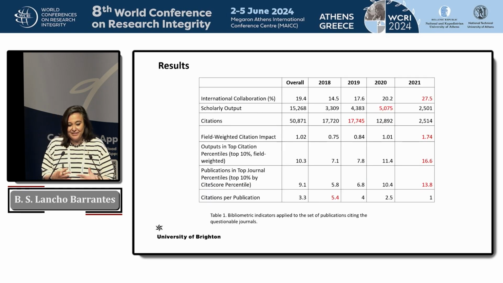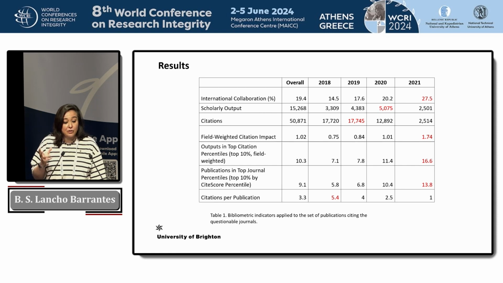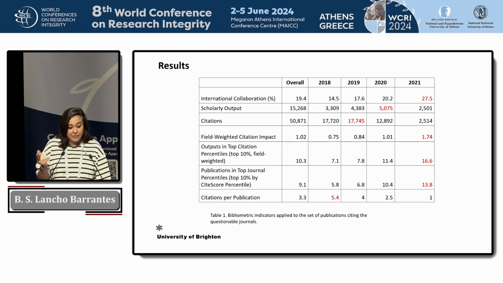So this is one of the results that we found. This publication set has almost 20% of international collaboration. So these 15,268 had some international co-authors in the papers. And we can see in the table the overall, and also in the different columns, the split by indicator, if you want to see it in more detail.